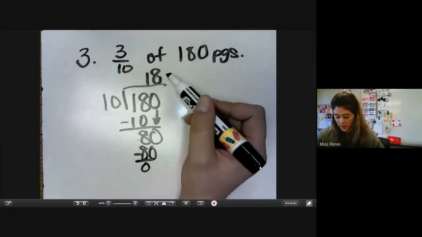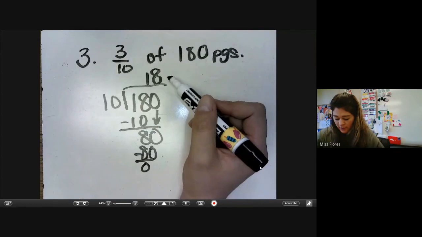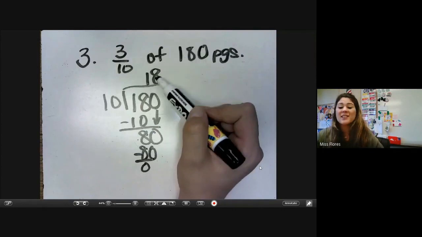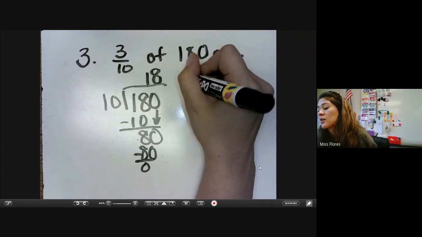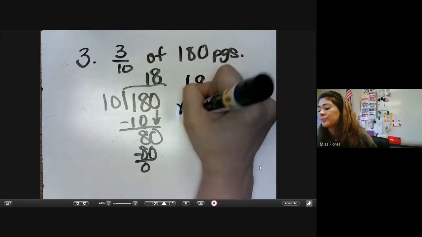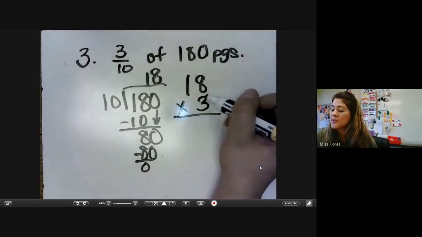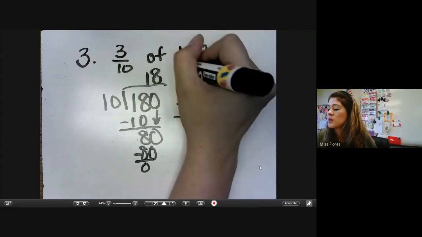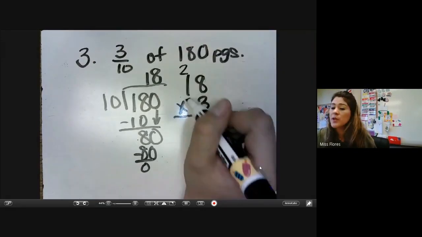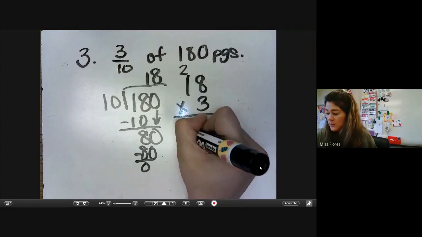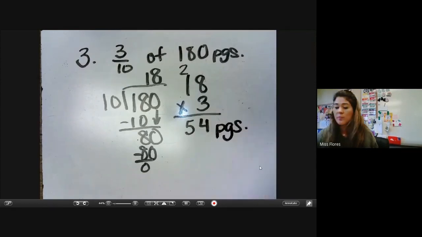So this is how much they read, but they have 3/10, so now we have to multiply 18 times 3. That's our second step. 8 times 3, 8, 16, 24. 3 times 1 is 3, plus 2 is 5, so we get 54 pages.